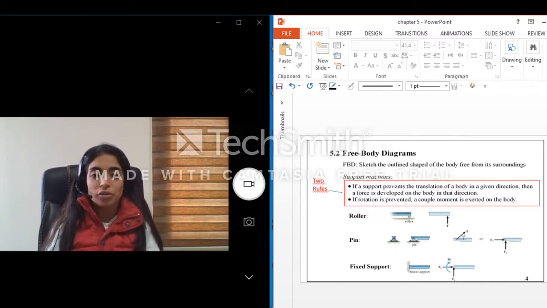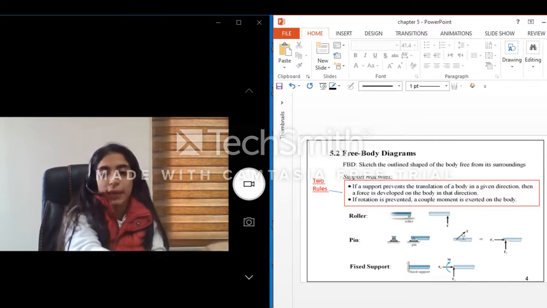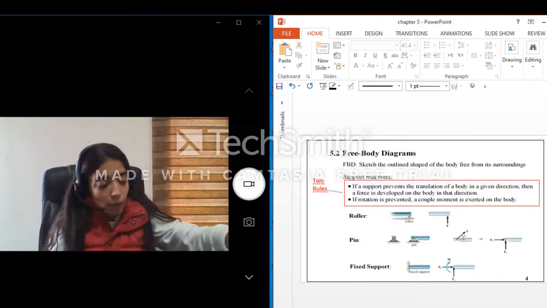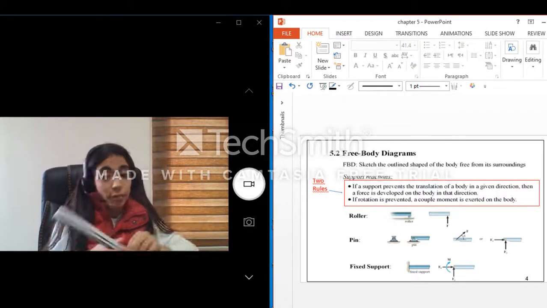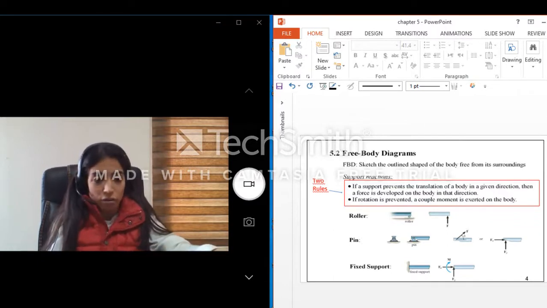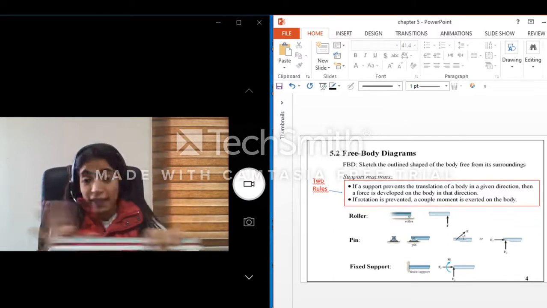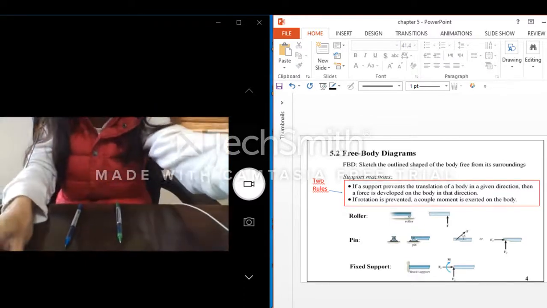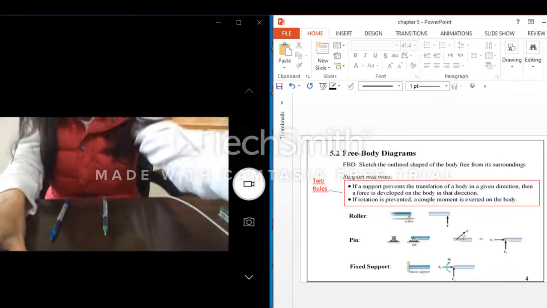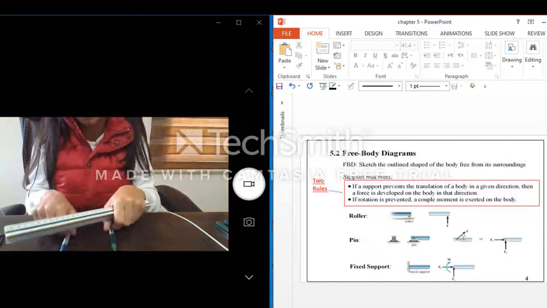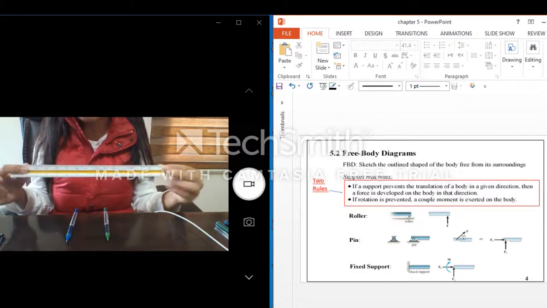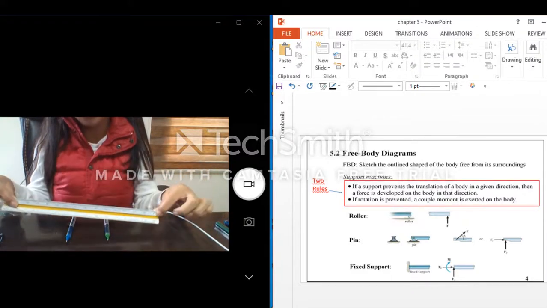I will start first with what is called a roller. A roller, guys, is basically a support that is doing a vertical reaction. However, it is not doing a horizontal reaction, like this case. So let's take, guys, two pens. These two pens are called rollers. And assume that this is my beam here.